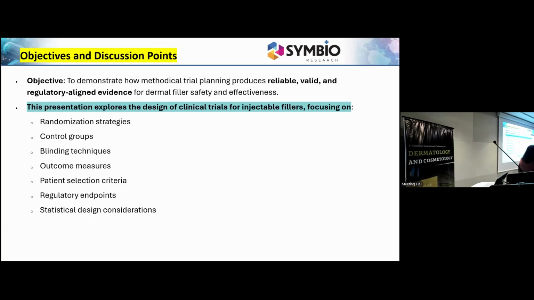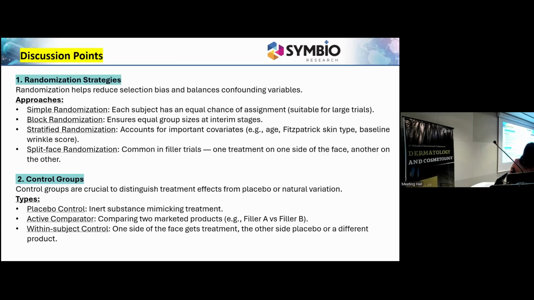So here we are going to talk about randomization strategies. We are going to talk about the control groups. We are going to talk about blinding techniques. We are going to talk about outcome measures. We are talking about patient selection criteria, regulatory endpoints, statistical design considerations. So to start, we are talking about randomization strategies.